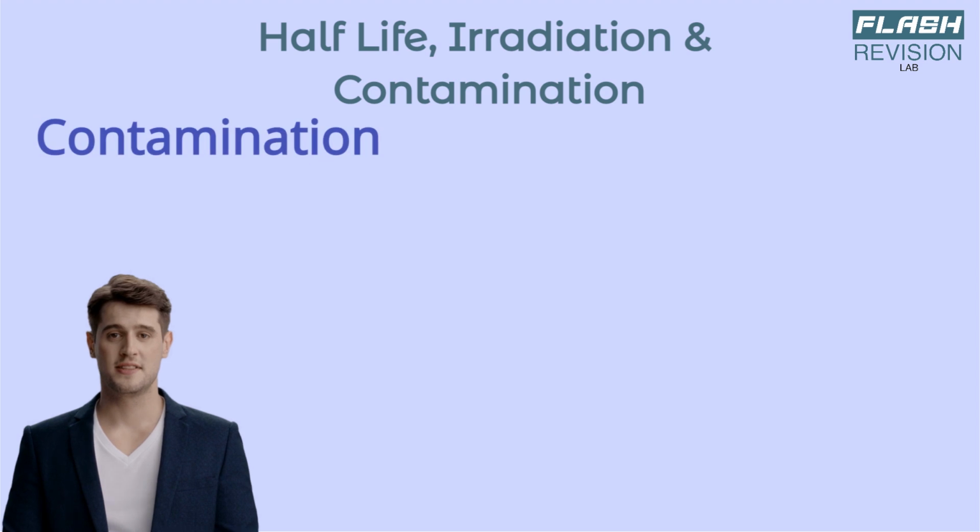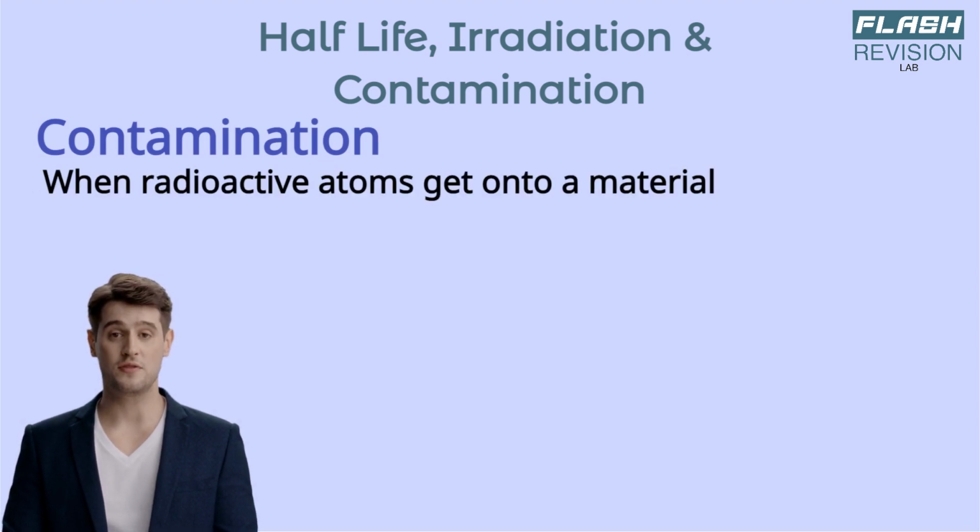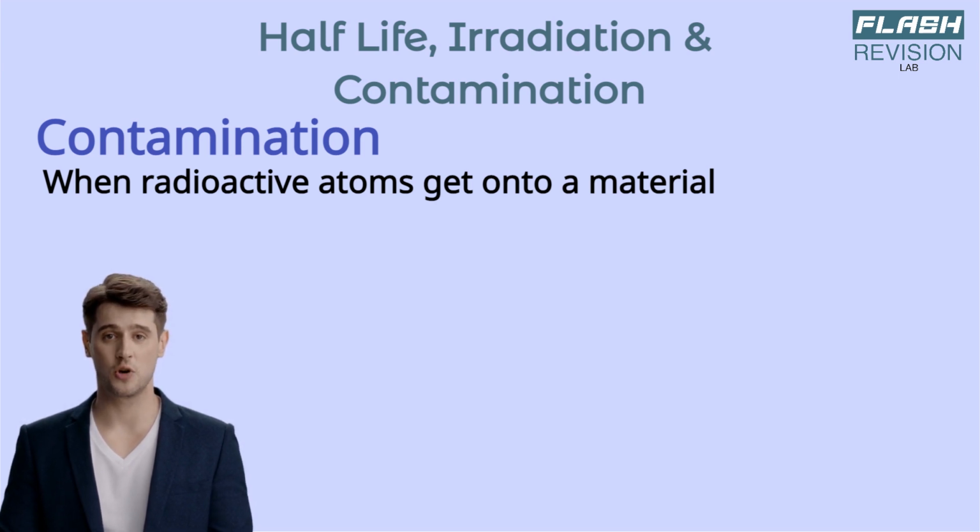Next, let's talk about contamination and irradiation. Contamination happens when small amounts of radioactive atoms get onto a material. This can cause that material to become radioactive, leading to continuous exposure to radiation, which can cause more damage in the long run. One of the scariest things about contamination is that when a radioactive source gets into the human body, it can cause a lot of harm from the inside.